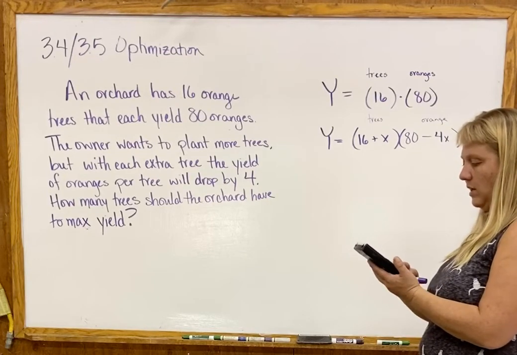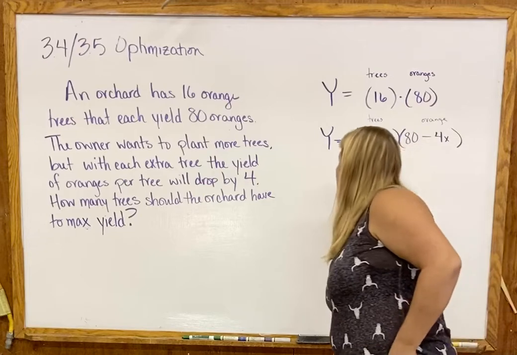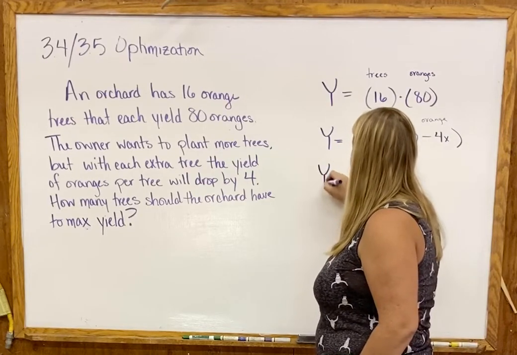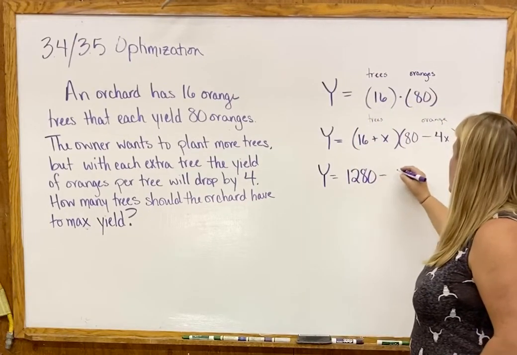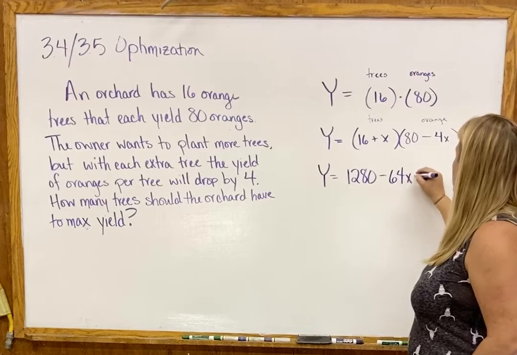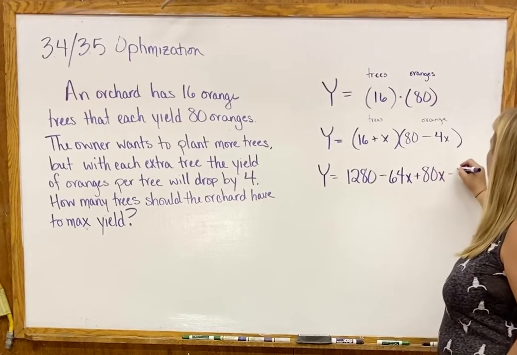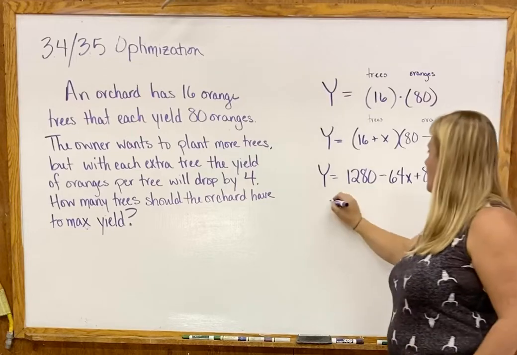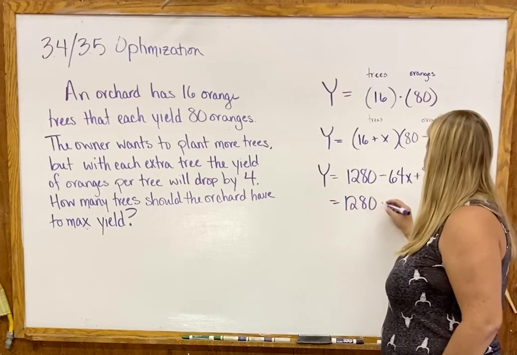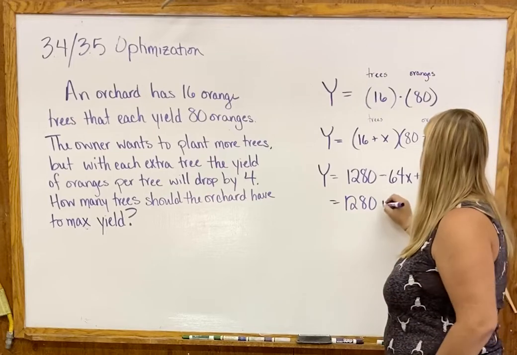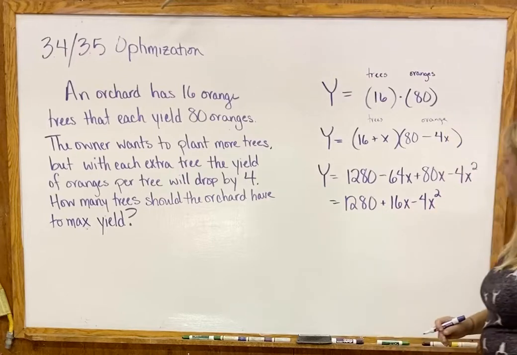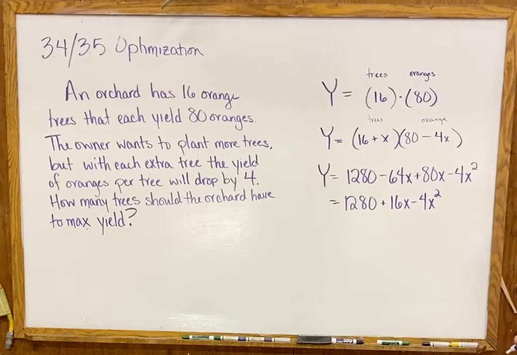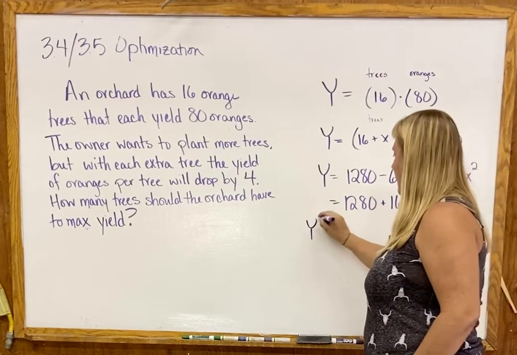Let's see, what's 16 times 80? 1280. So FOILing this out first, we get 1280, then minus 64x plus 80x minus 4x squared. So that's 1280 plus 16x minus 4x squared. Okay, so FOIL it out, and then we're going to find the derivative of this.